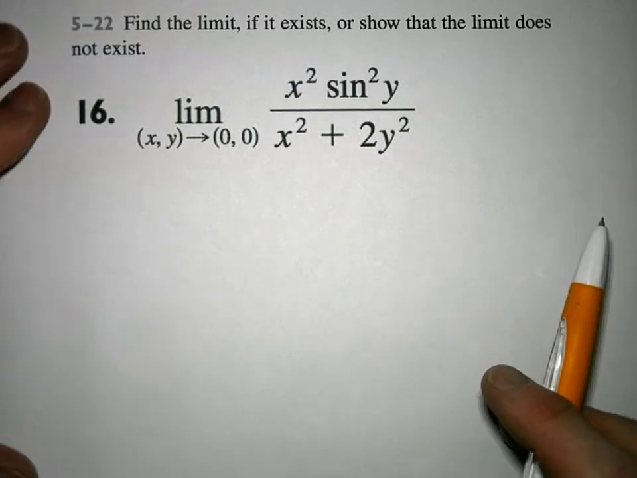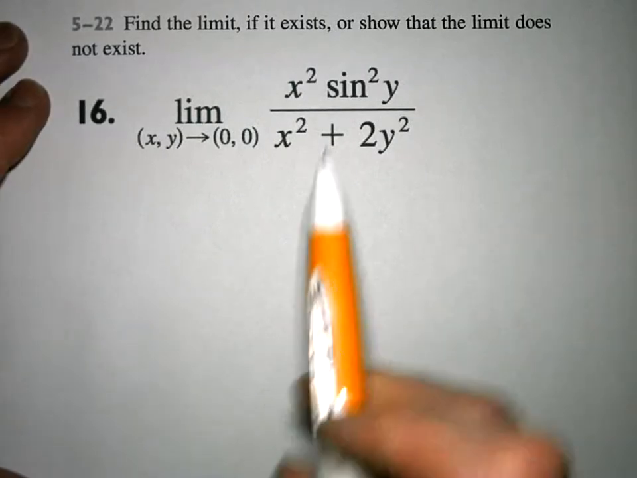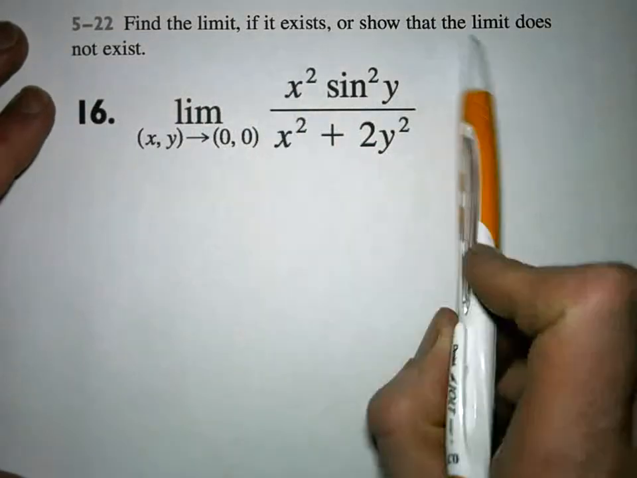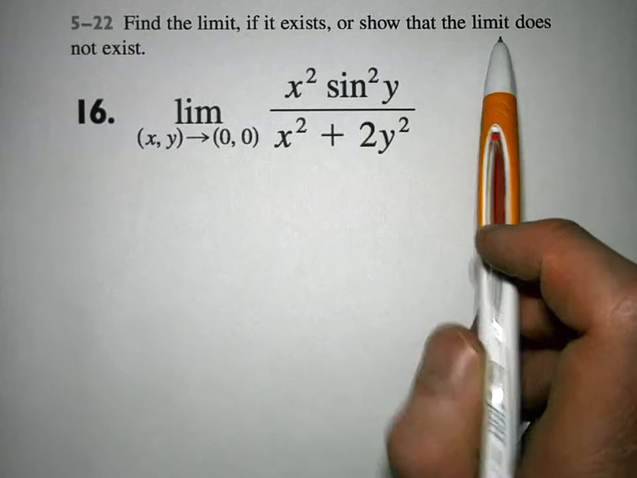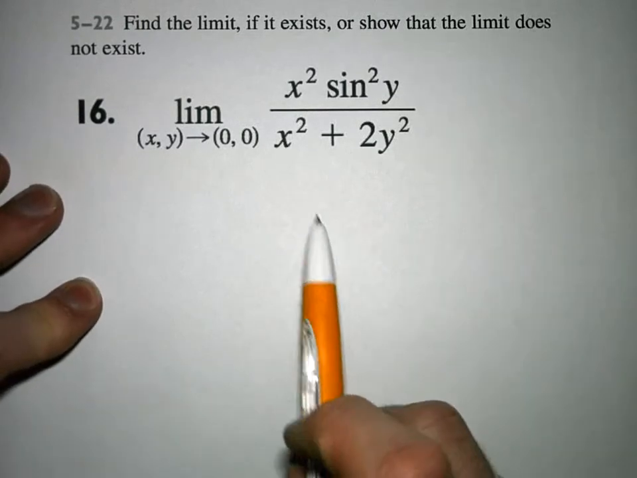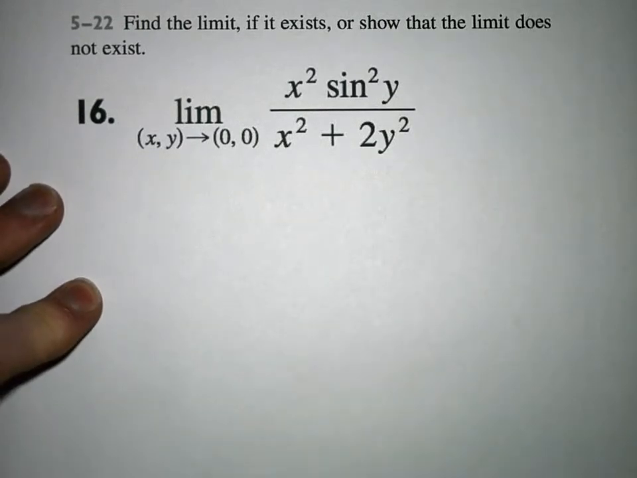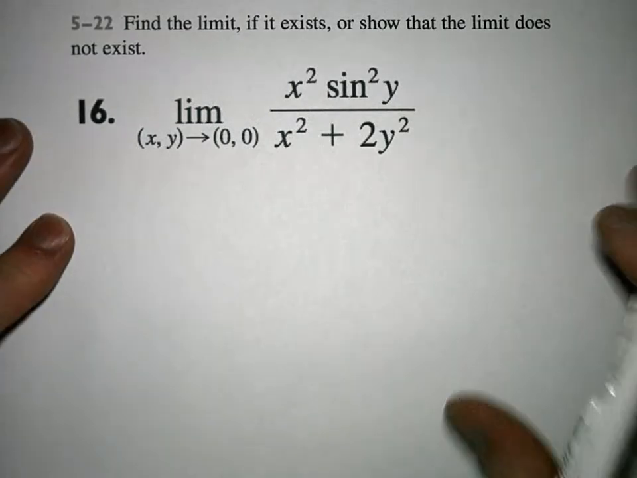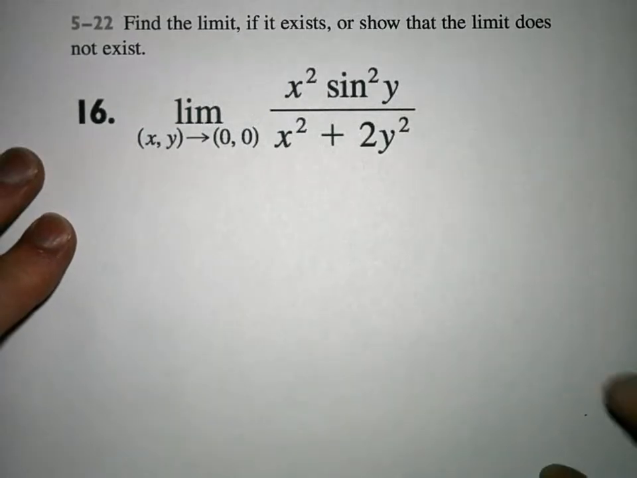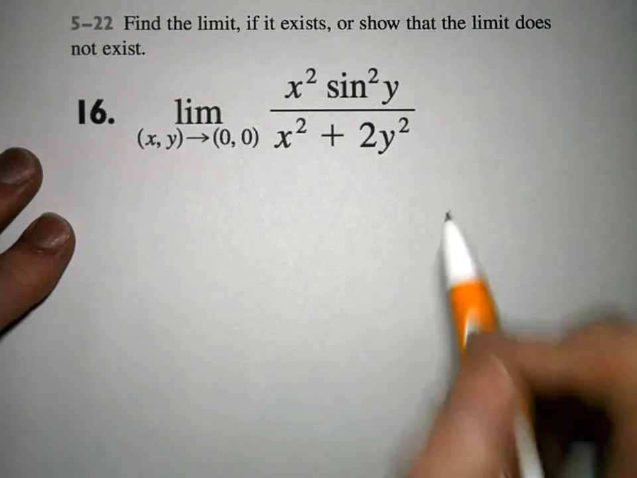The second thing to check, unless you know where you're going and know how to show that it exists, is to see if the limit doesn't exist. Try a couple of lines: approach on the x-axis, approach on the y-axis, approach on the line y equals x, approach on the parabola y equals x squared. And once you've convinced yourself that maybe it does exist, then you look for another proof.